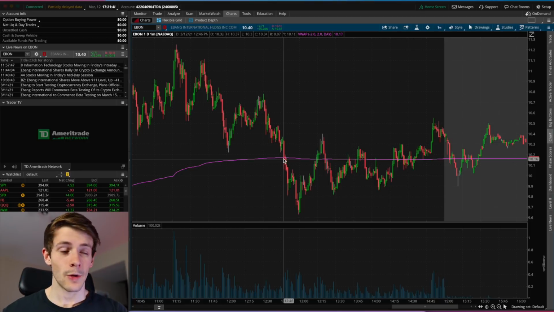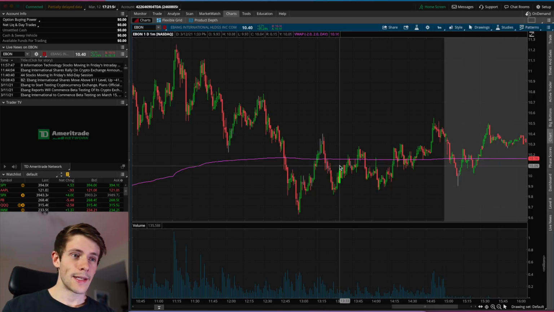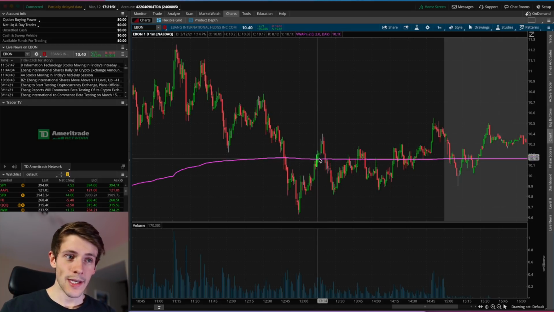But a lot of times, what I like doing is, it dumps through VWAP, and then it comes back up towards VWAP, and I would short into VWAP. And I actually did that here. I took an entry here, and then I added here, and ended up covering down here.